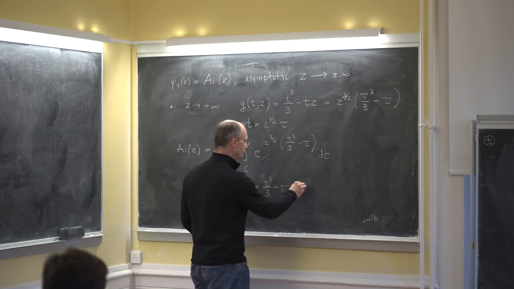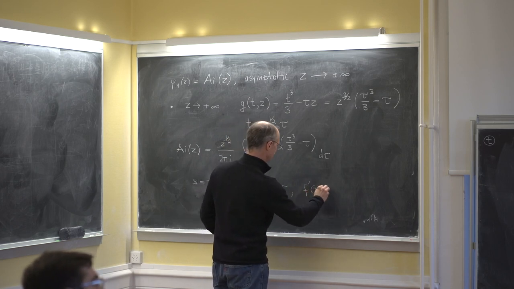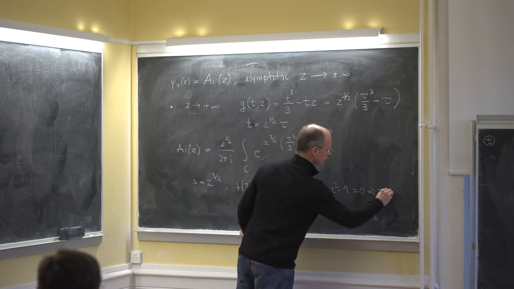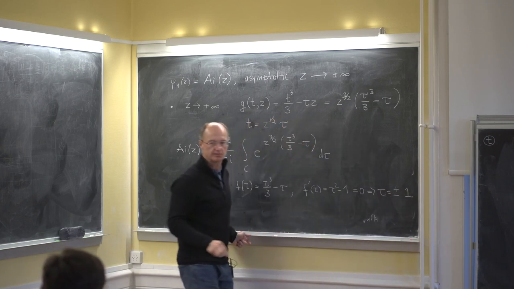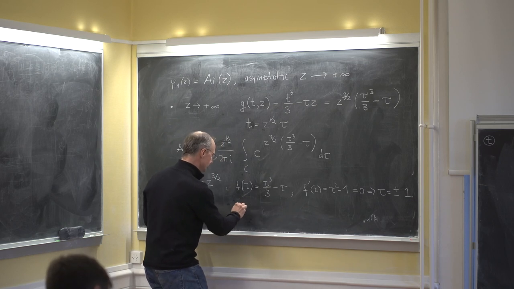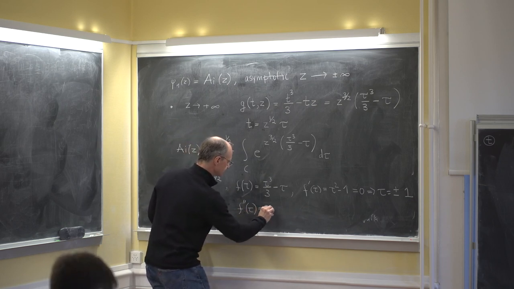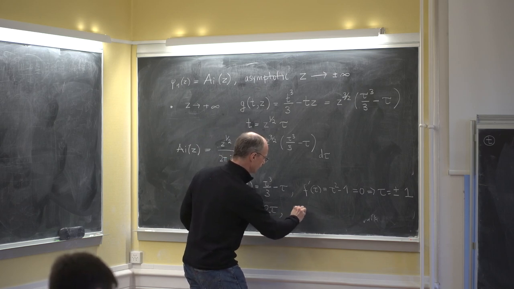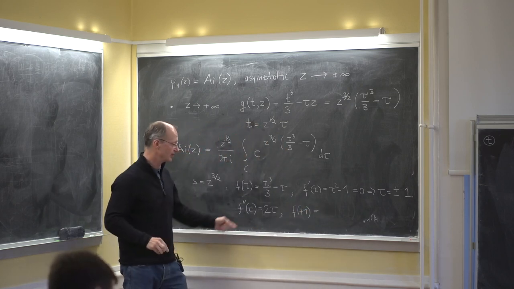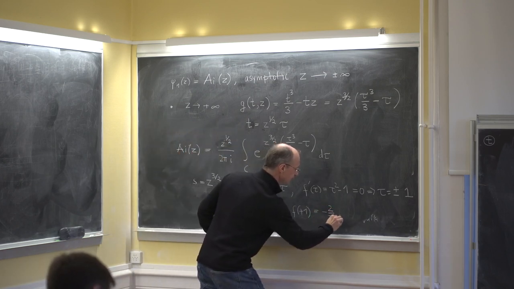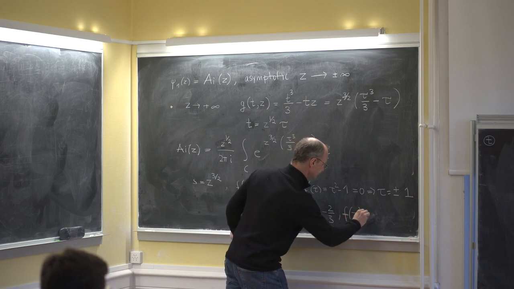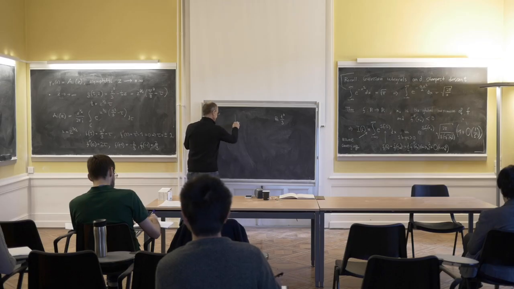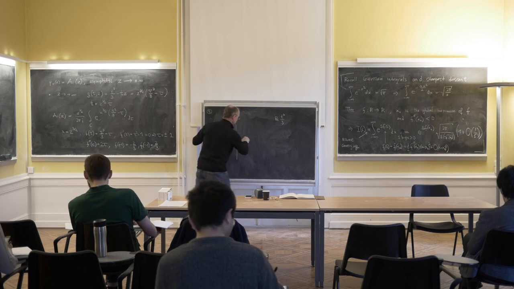Now, what are the critical points? F prime of tau is tau squared minus 1. And if you put it equal to 0, we have tau equal to plus or minus 1. And the second derivative is equal to 2 tau. Maybe it's also good for us to know the values of f at plus 1 and minus 1. F of plus 1 is minus 2/3, and f of minus 1 is plus 2/3.